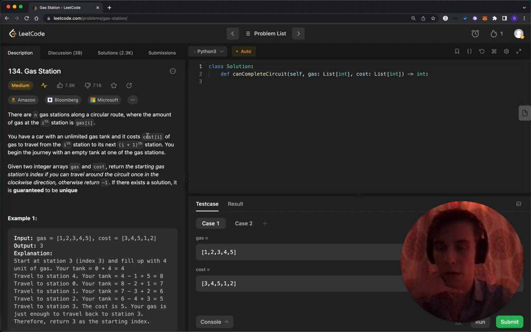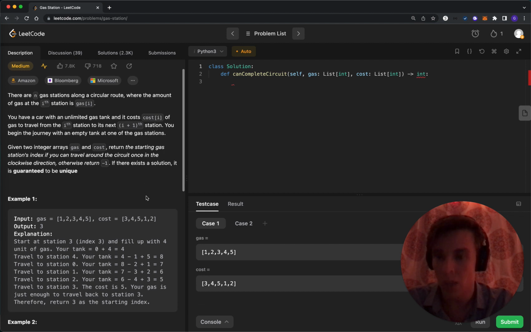Okay, gas station, question 134. There are n gas stations along a circular route where the amount of gas at the ith station is gas[i]. If you have a car with an unlimited gas tank, and it costs cost[i] of gas to travel from the ith station to its next i plus 1 station, you begin the journey with an empty tank at one of the gas stations. Given two integer arrays, gas and cost, return the starting gas station's index if you can travel around the circuit once in a clockwise direction.